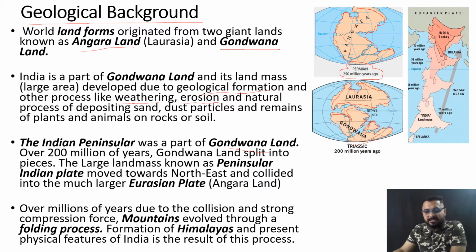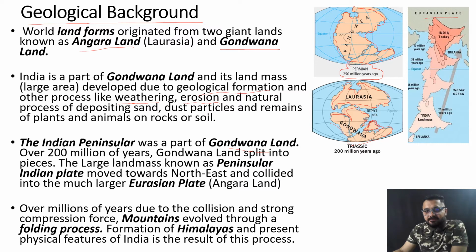Now here you can see in the second picture, this is India. So what happened to India? India started moving upwards, moving towards the Eurasian plate, and it collided with the Eurasian plate. Here you can see the picture, children. It broke down from Gondwana and it moved upwards, and then it collided with the Eurasian plates.